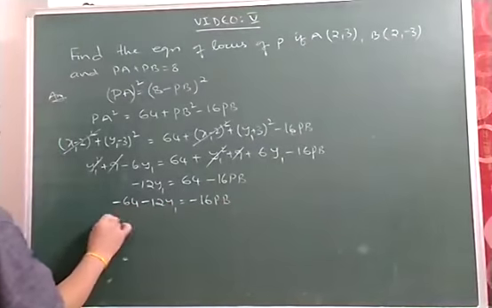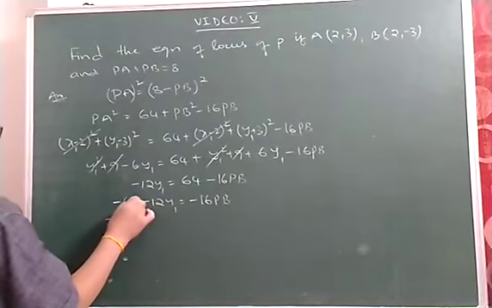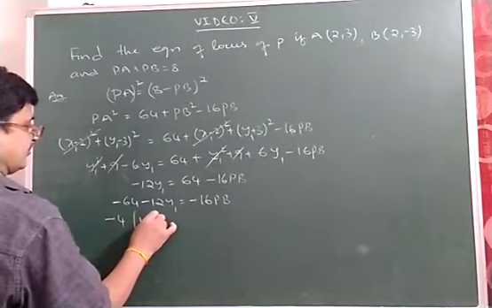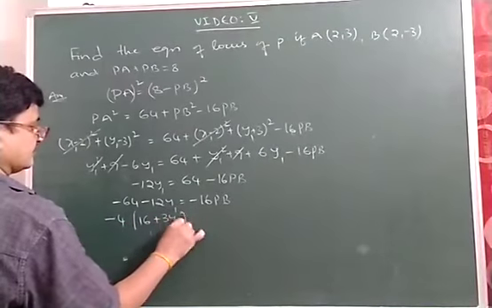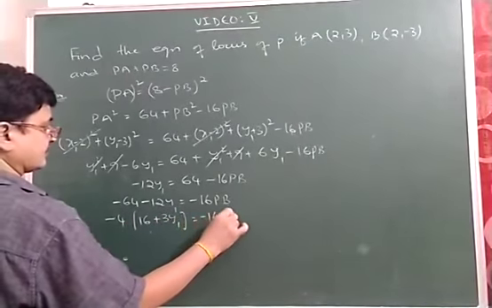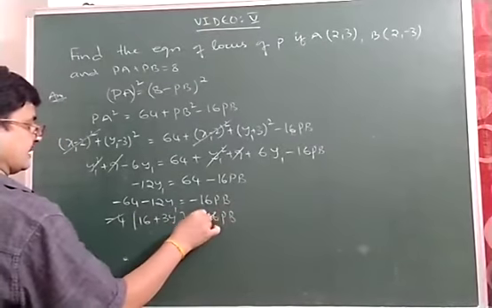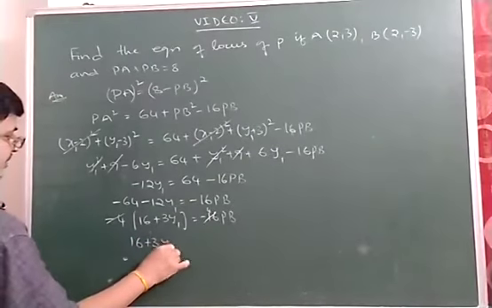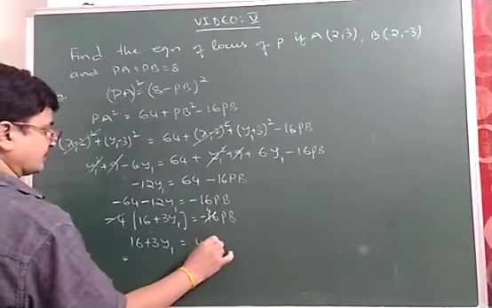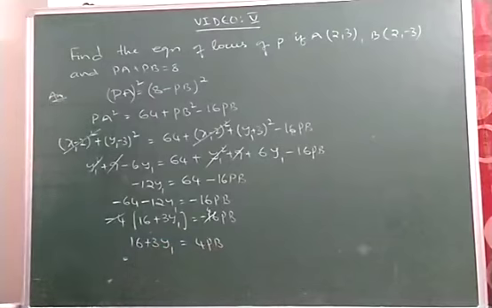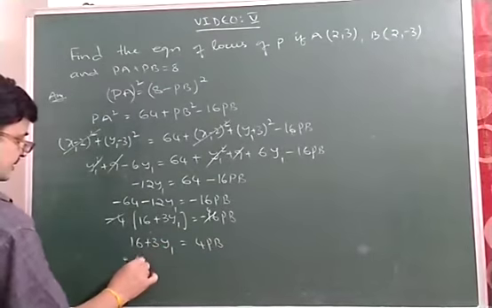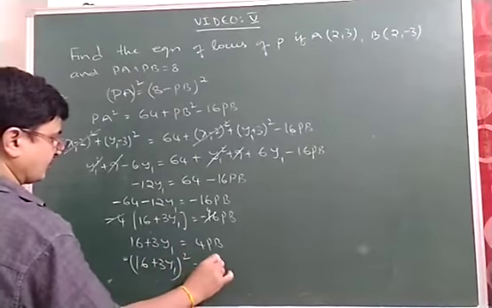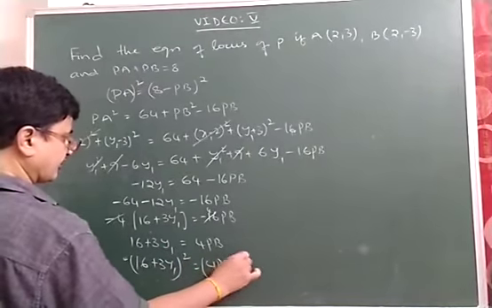Now we are taking minus 4 common. This is 16 plus 3y1 is equal to minus 16 PB. Minus 4 is cancelled and 4 times 16 plus 3y1 is equal to 4 PB. Again applying squaring on both sides, 16 plus 3y1 whole square is equal to 4 PB whole square.